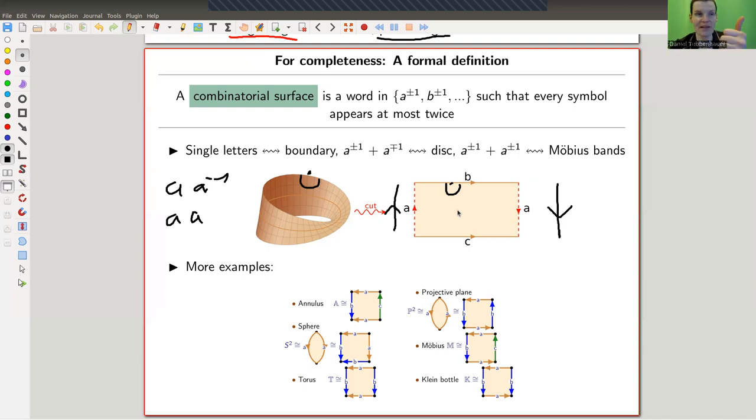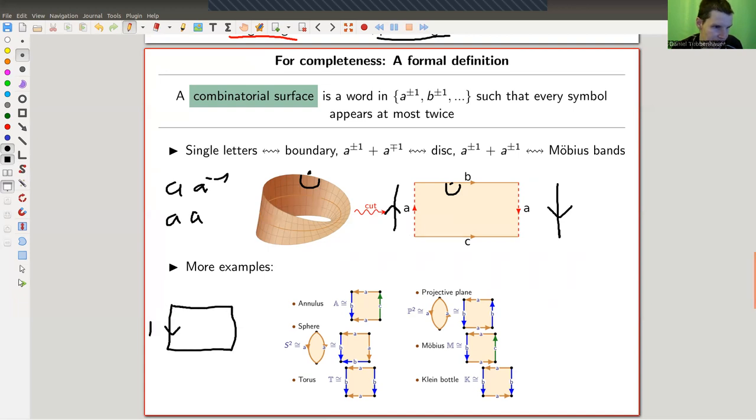So you have boundary given by single letters, honest disks, if you want, given by A A inverse, and Möbius strips given by AA descriptions. And then you can list all of the examples that we like. Here's the torus, for example. Let me do the torus for you.